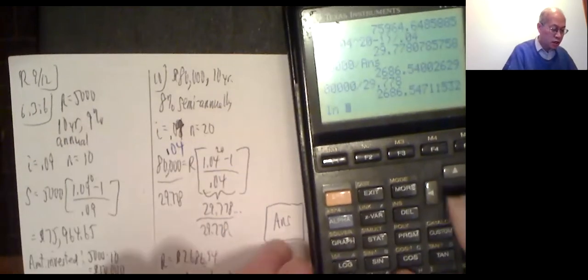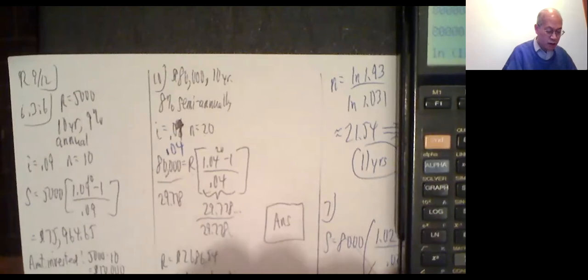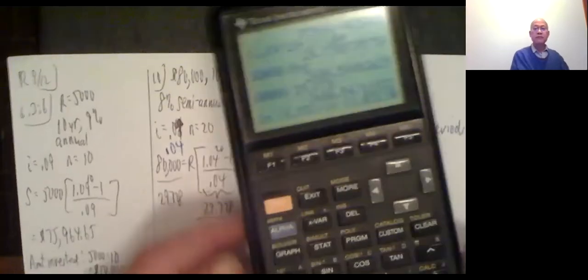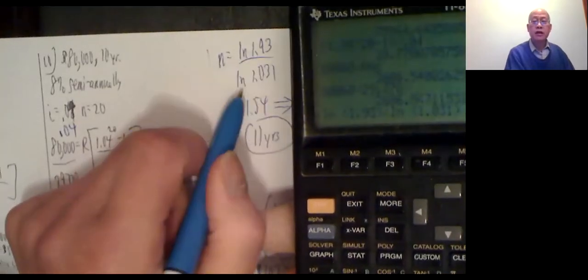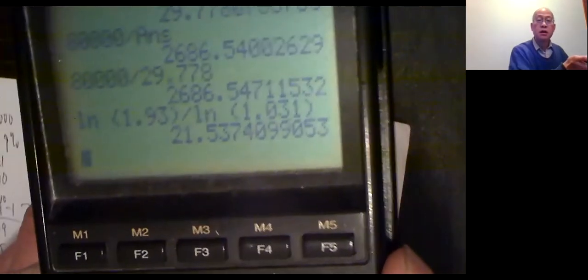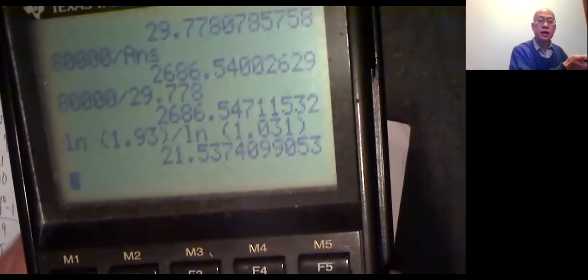Okay, so I'll show you both calculators. So on this calculator, ln 1.93 divided by ln parentheses 1.031. I put extra parentheses there also. 21.537, something like that.